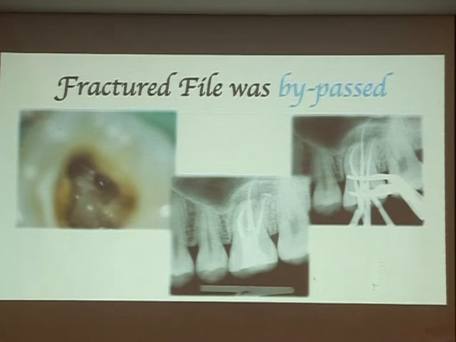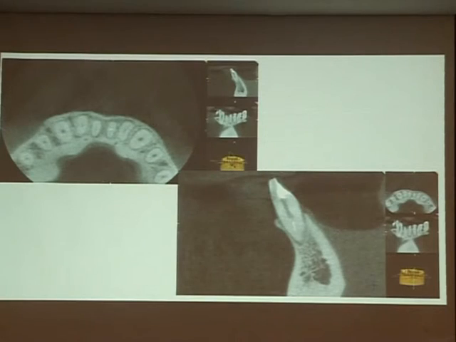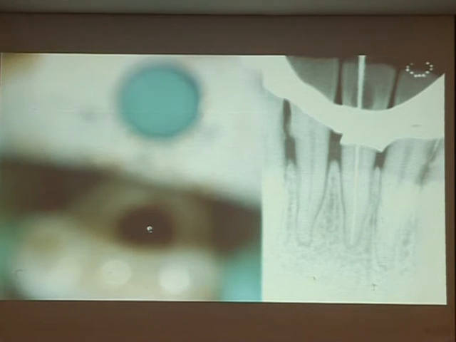Why do I not remove it? Because removing a separated instrument causes more damage to the tooth. So you need to make a judgment whether to take the risk of perforating or damaging the tooth, or if I can bypass it, I will not remove it. Okay, another one is a number 10. This one I bypass as well, using cone-beam CT. I can see the instruments. If I can bypass it, I just bypass it. If you remove it, it's not that easy.